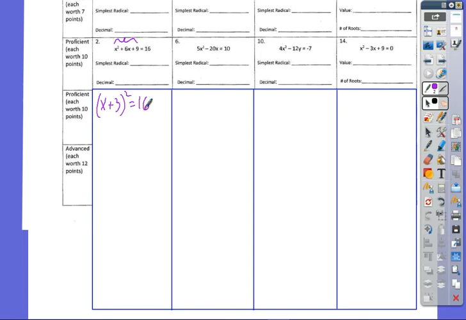Well, to extricate the x from the parentheses, and especially since that term is being squared, I need to square root both sides. Thank you, Brody. So let's square root both sides. The square root of the quantity x plus 3 squared is? X plus 3. The square root of 16 is? 4. Plus or minus 4.